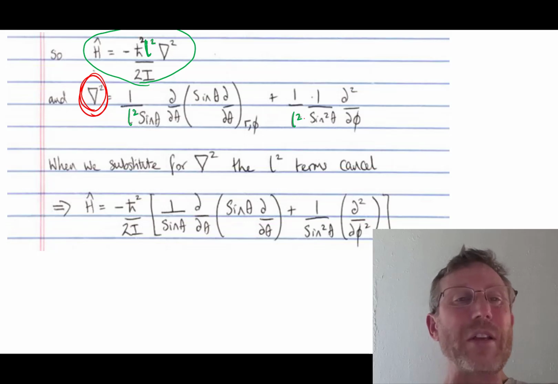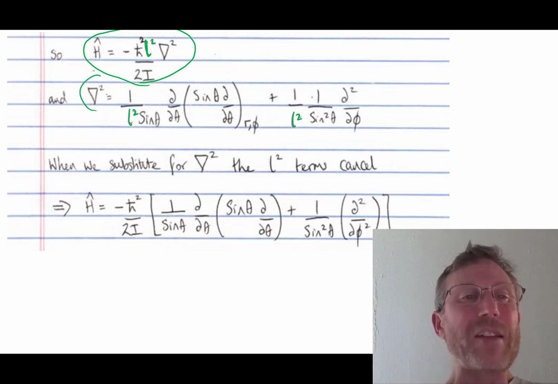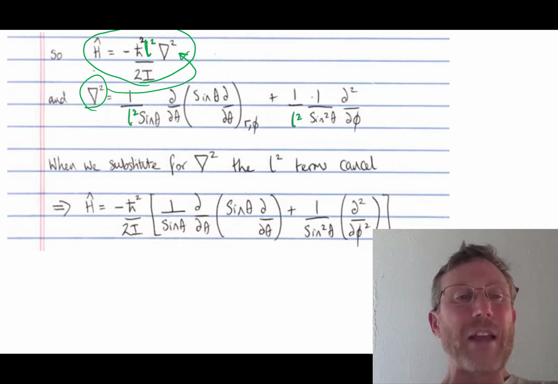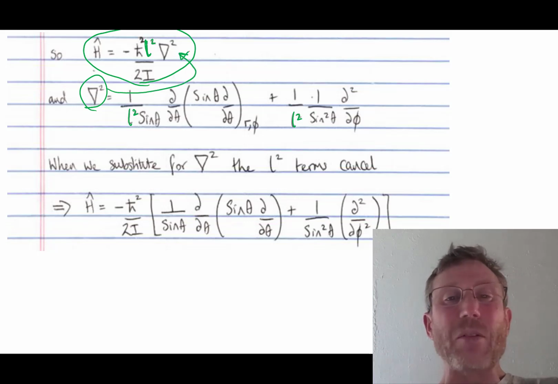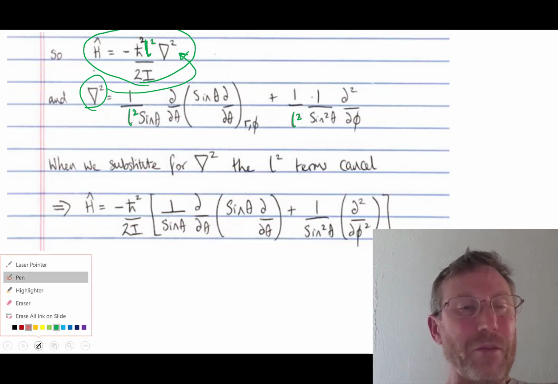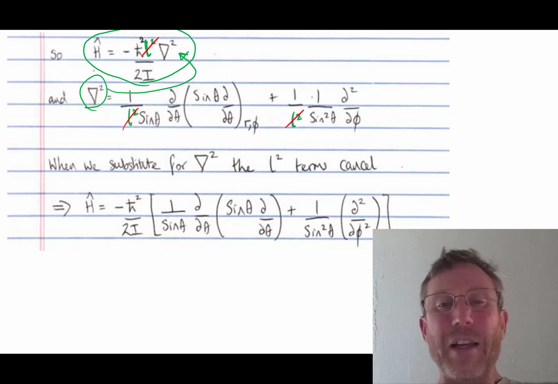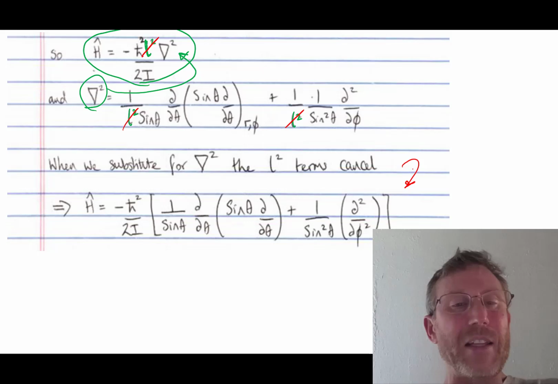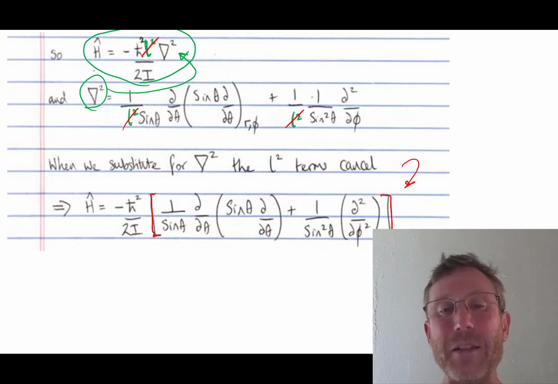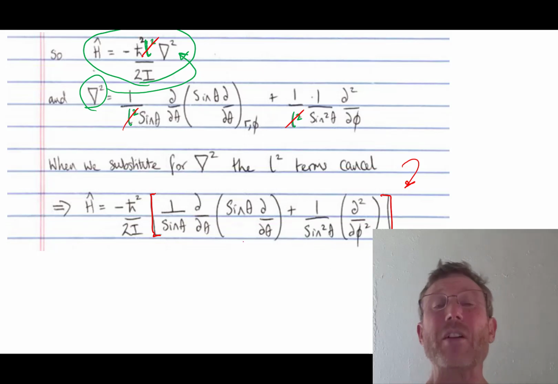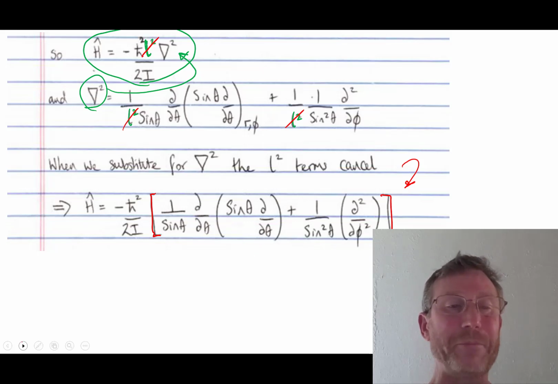So when we substitute this del squared term into the Hamiltonian operator, we can cancel out those L squared terms. And so we finally end up with an expression that is minus h bar squared over 2I multiplied by this piece that's in our square brackets down here. We're not done yet, so there's a point to all this. Really we're just getting to a point where we understand what our Hamiltonian operator is, but we're going to learn something along the way.